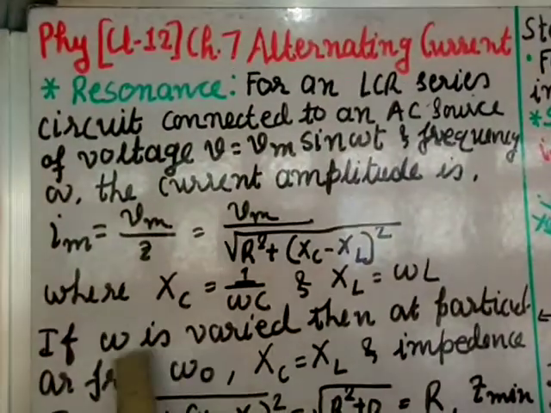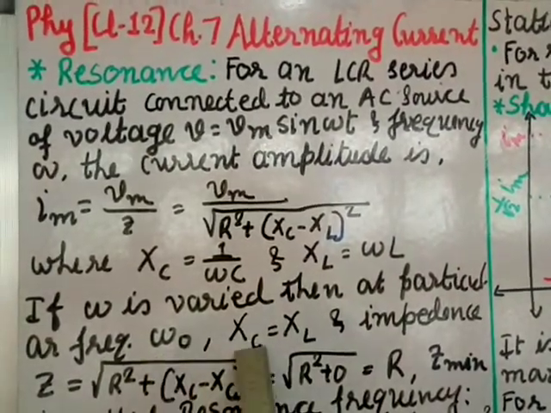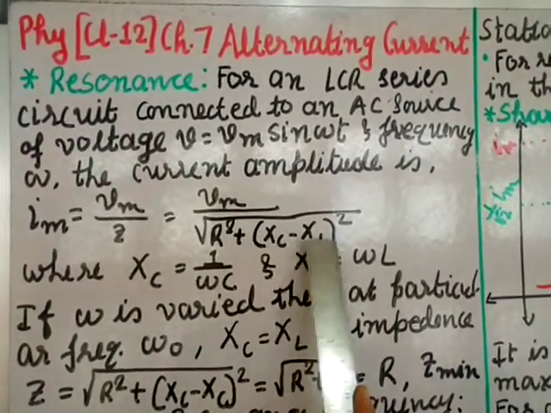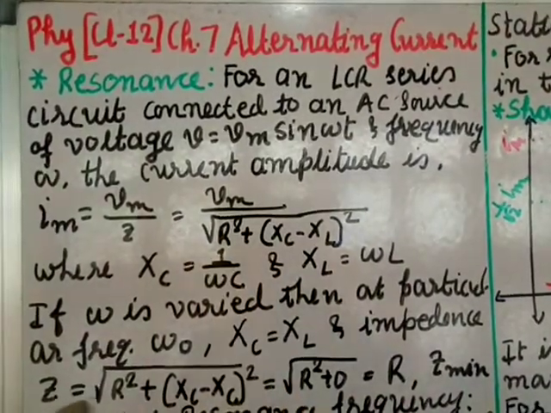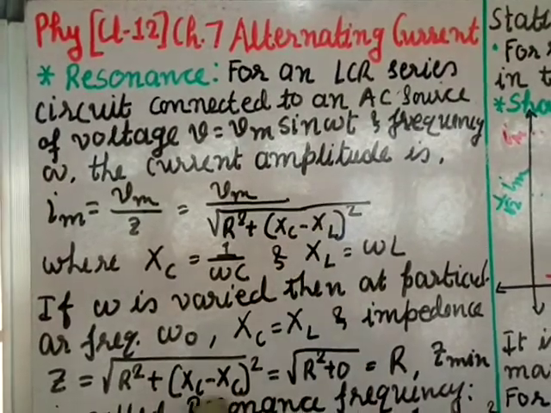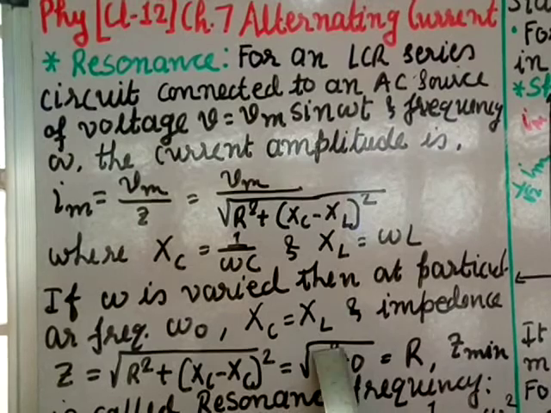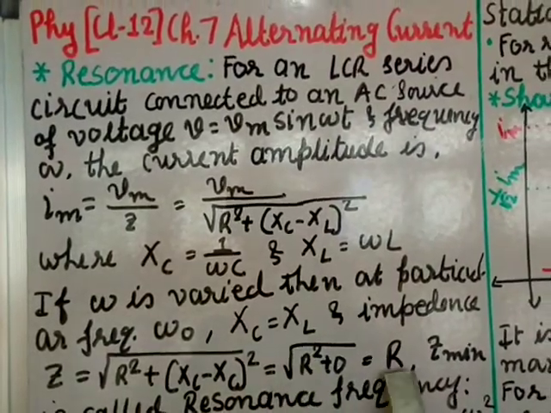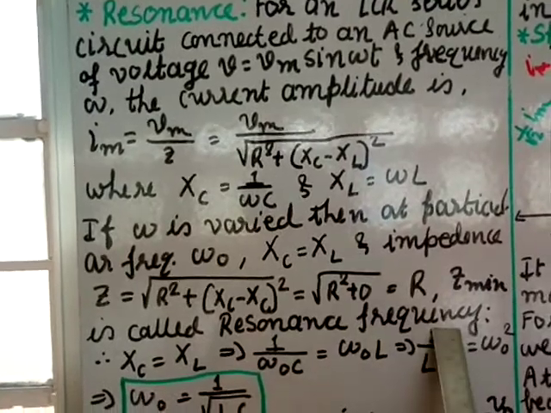If ω is varied, that is, the frequency is varied, then at a particular frequency ω₀, Xc becomes equal to XL. These two become equal, and the impedance is equal to the square root of R² + (Xc − Xc)², which gives 0. So Z equals the square root of R² plus 0. The square root of R² is R, so Z is minimum, and this is called the resonance frequency.